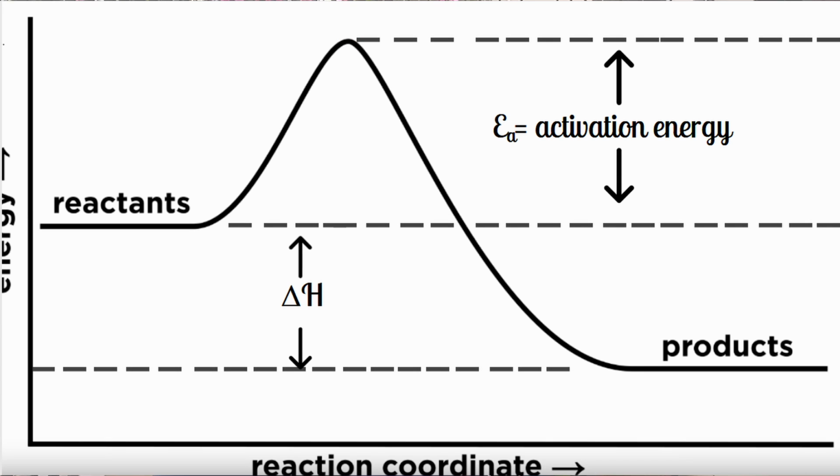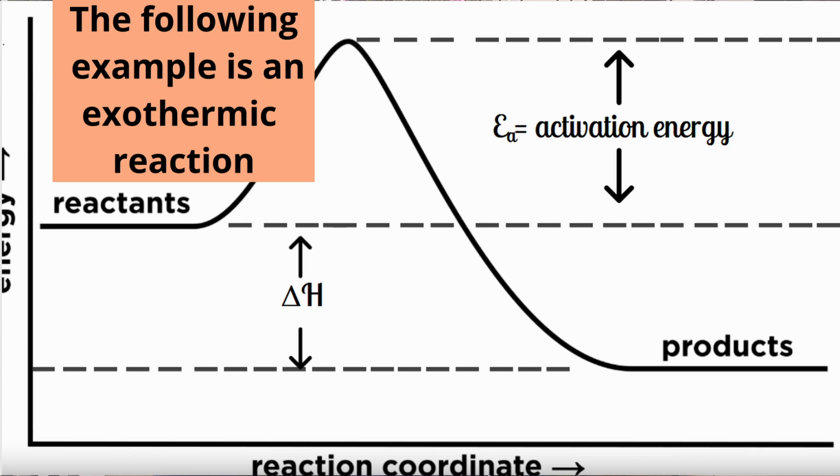We can also see the delta H, or change in energy from reactants to products. Now, if the products sit low in an energy diagram, it is an exothermic reaction which releases energy. And if the products sit higher in the energy diagram than the reactants, then it is an endothermic reaction which absorbs energy.